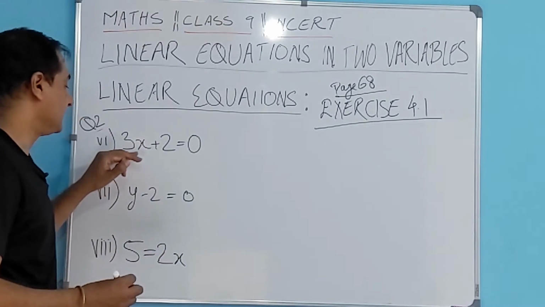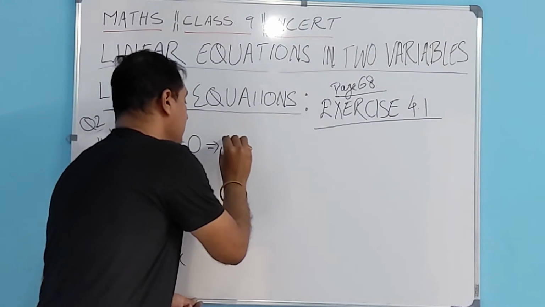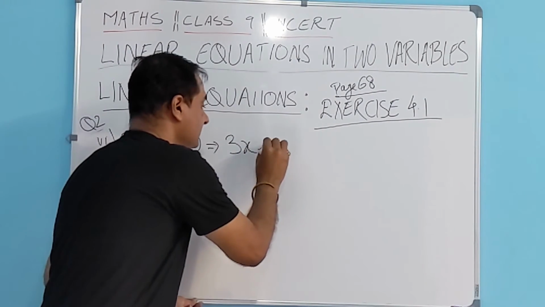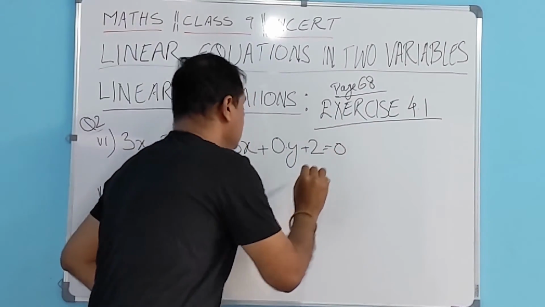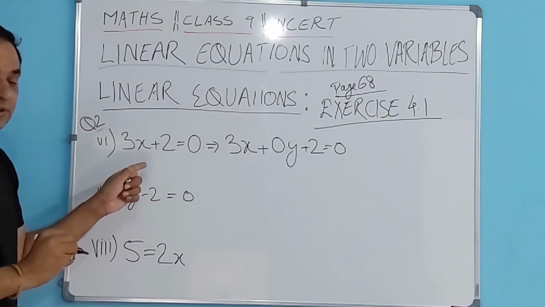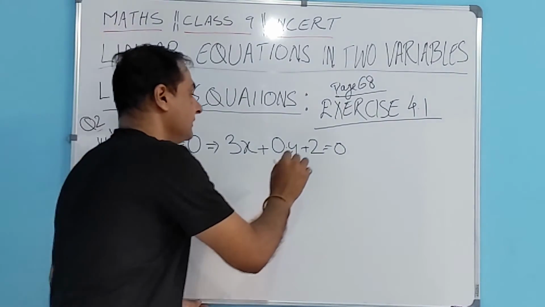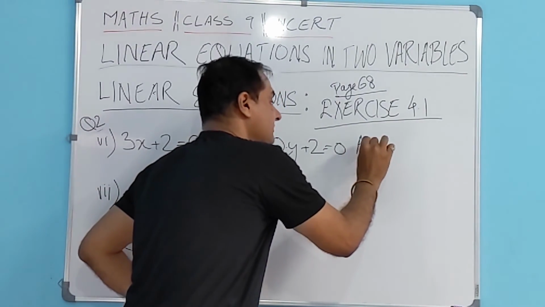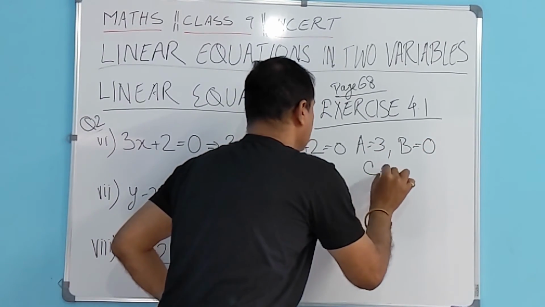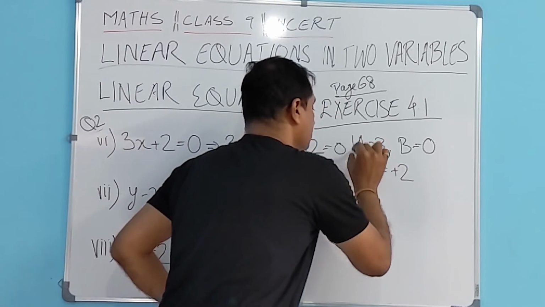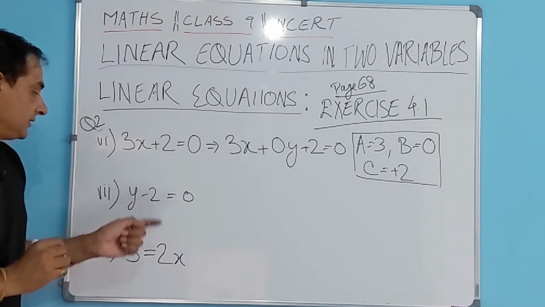Let's look at the sub questions 6th, 7th and 8th in question number 2 of exercise 4.1. So again, equation 3x plus 2, we can write that as 3x plus 0y plus 2 equals to 0. Since we do not have y in this equation, we can write that as 0 into y. Here if we see, a is 3, b equals to 0 and c equals to 2. This is the answer.